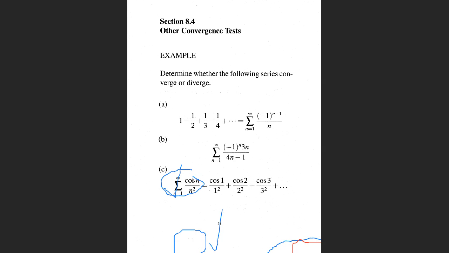So we worked with A and B, but now we're on part C. Part C, your series is the sum from n equals 1 to infinity of the cosine of n divided by n squared. And incidentally, we are assuming that the angle n is in radians. We never do these problems when n is in degrees. Let me just see here one moment.